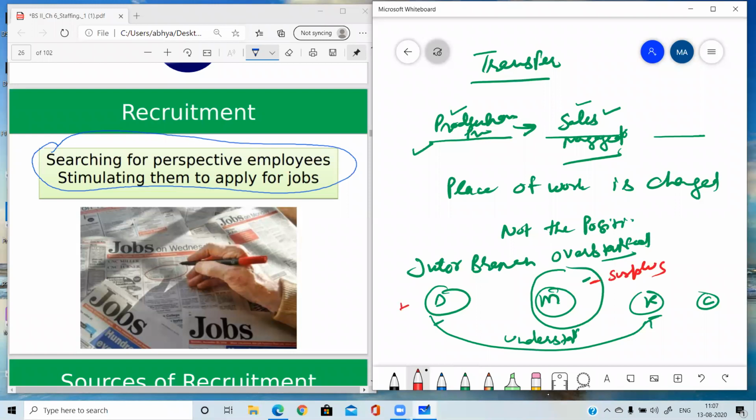Okay, here your surplus employees have come. So surplus employees will be absorbed by the Delhi branch as well as by the Kolkata branch. Surplus employees will be transferred from the Mumbai branch to the Delhi branch or to the Kolkata branch. Okay, am I clear? So in this case, transfer is there.